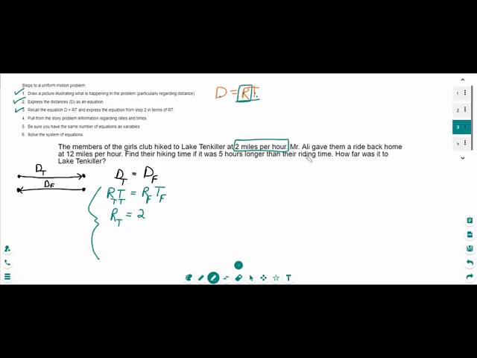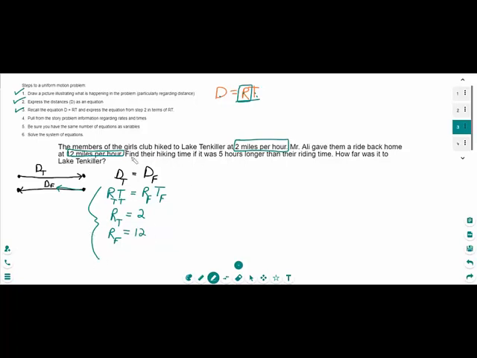All right. Now, Mr. Ali gave them a ride back home at 12 miles per hour. So we have another miles per hour. This is another rate, but it's going the other direction now. We're going back home at 12 miles per hour. So this is going to be the rate of F. Rate from the lake is 12. Okay, so we're up to 3 equations.